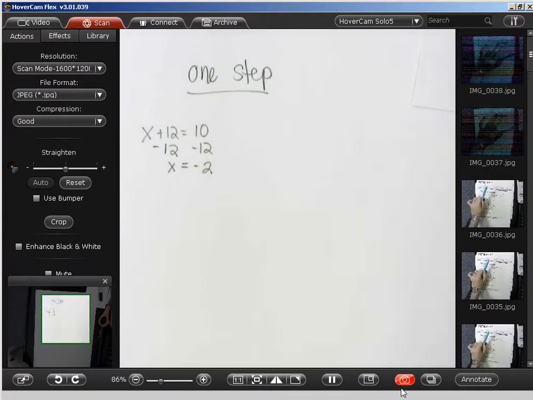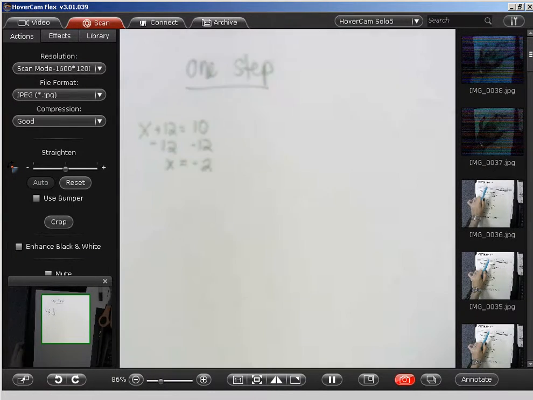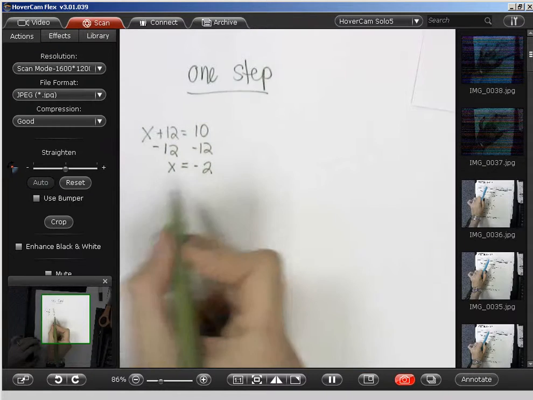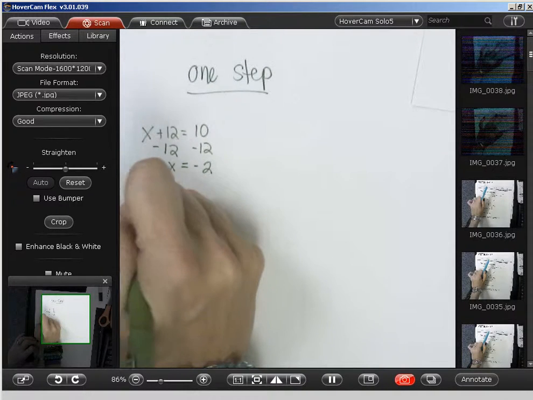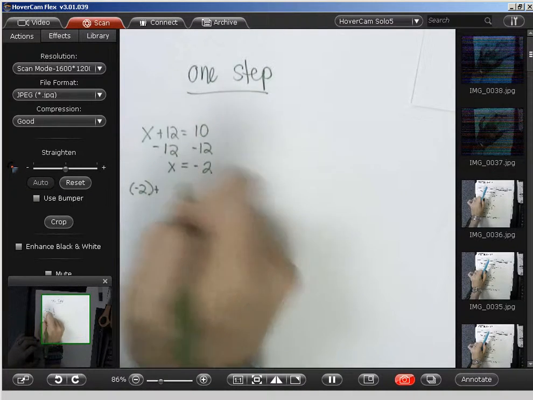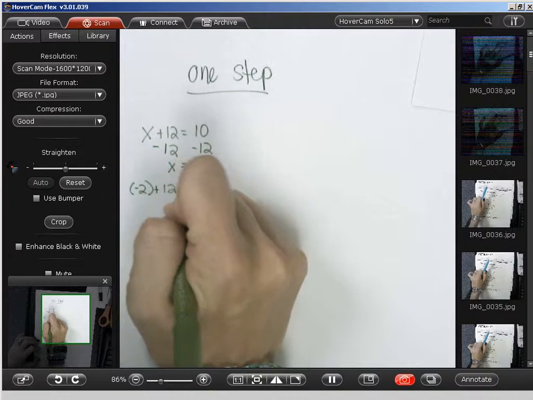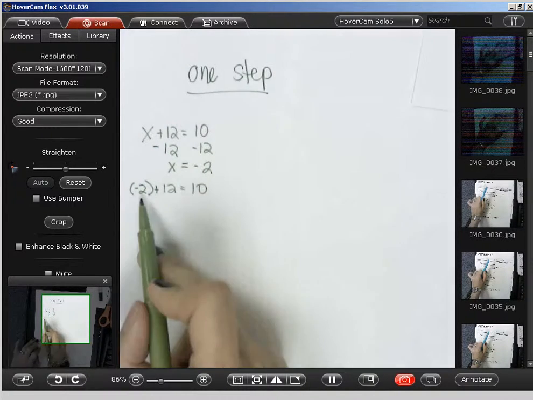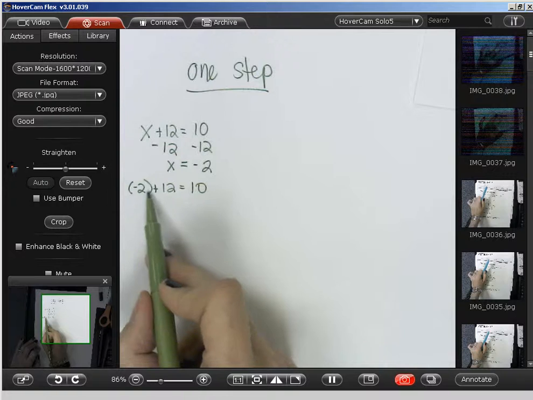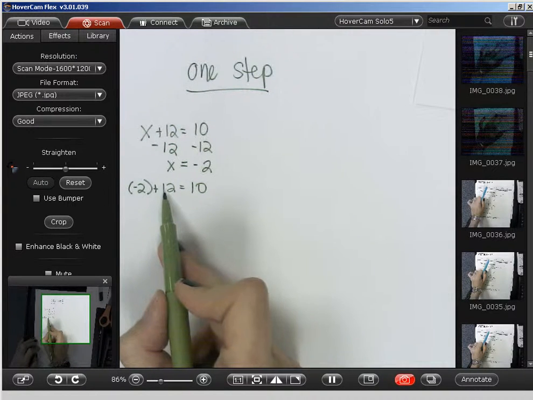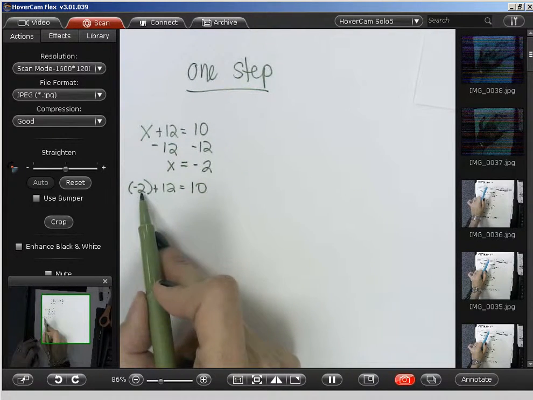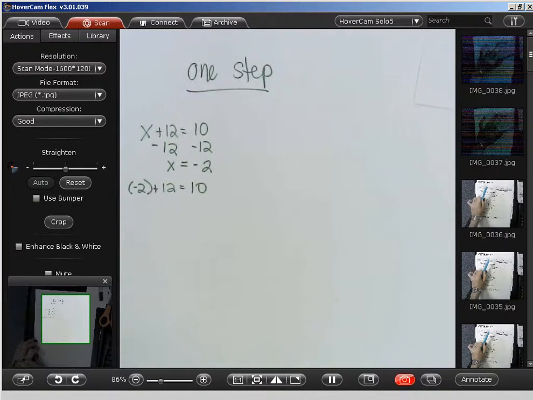So now I need to make sure that I was right by substituting that answer back in to double check my work. So negative 2, because that's what I got for x, plus 12 equals 10. Now if I follow my integer rules, the signs are different when I'm adding. So I do 12 minus 2, which gives me 10.